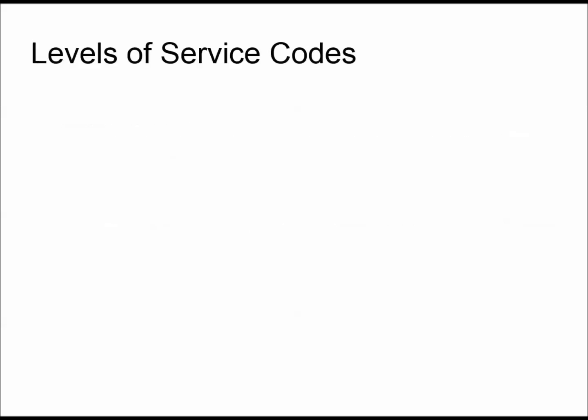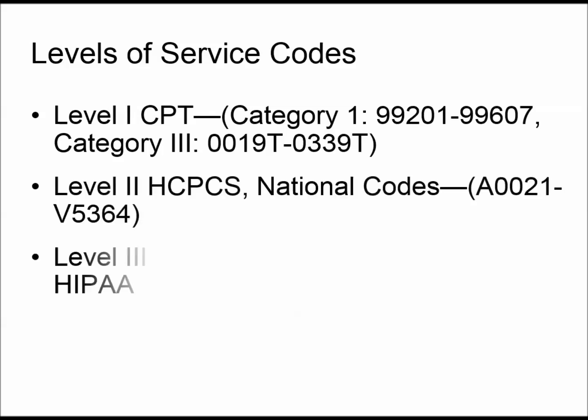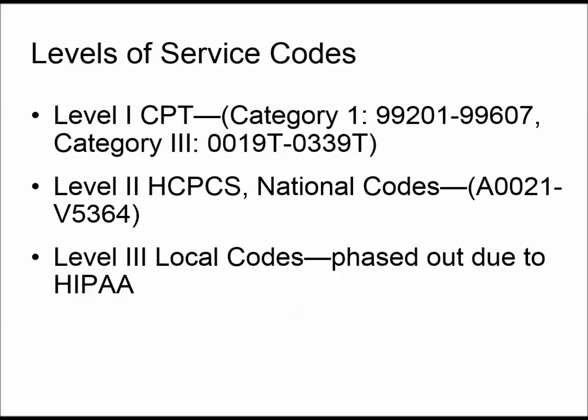So, levels of service codes. What do we mean by levels of service codes? Well, there are actually 3 levels. Level 1 CPT codes are used to identify the services and procedures delivered by a physician, to describe any kind of healthcare service. And then, of course, there's level 2, which are your national codes, your HCPCS codes, and those are alphanumeric, and they report services, supplies, and equipment that are not covered with CPT codes. And then, of course, there's level 3, which are codes that were phased out on December 31 of 2003. So now we only use level 1 and level 2 codes.